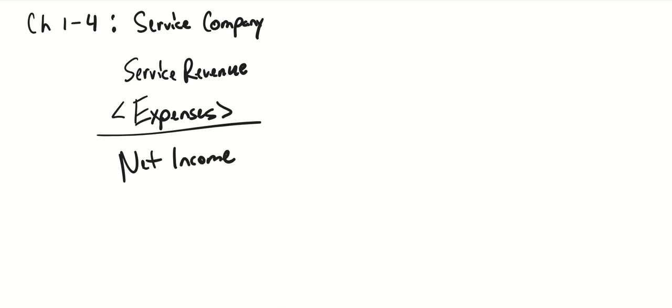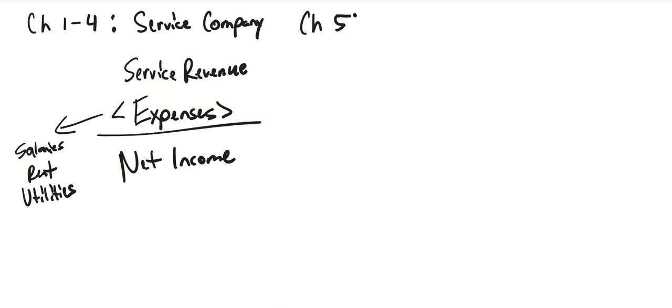So it's really that straightforward when it came to using a scenario from a service company from chapters 1 through 4. And that's it. And again, all of these expenses come from salaries, rent, utilities, and other expenses. That's it. Service revenue, subtract out expenses, get your net income.